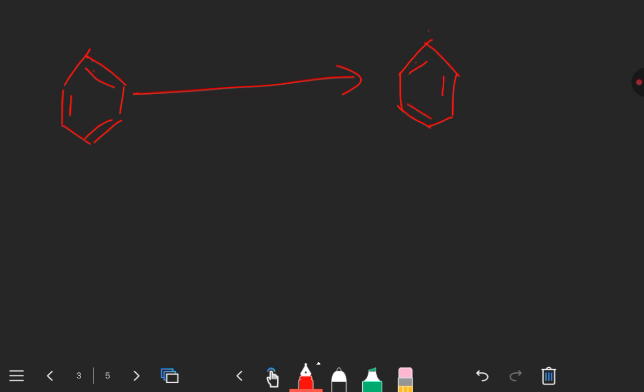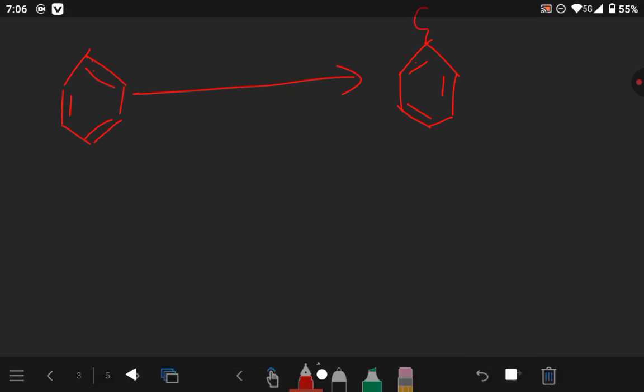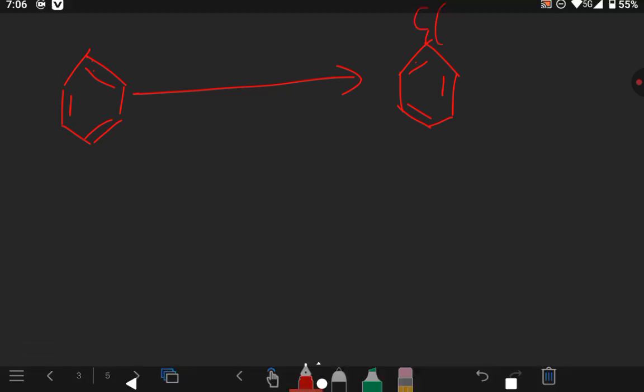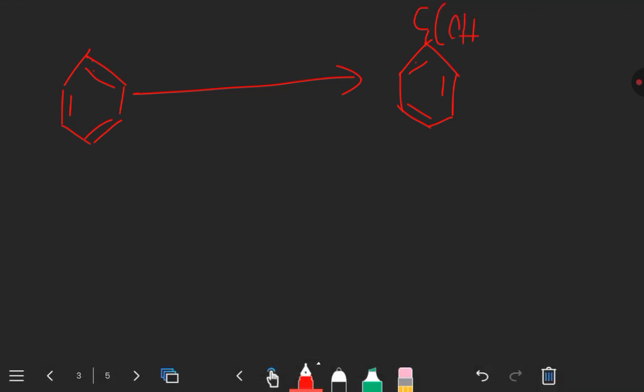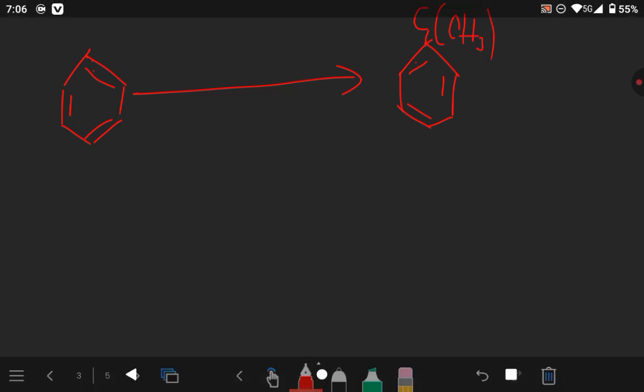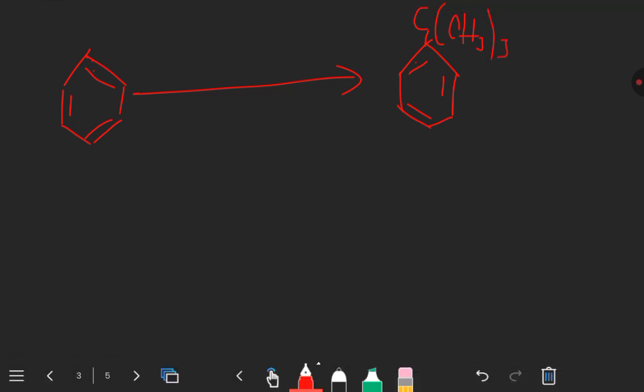So our product has a carbon there bonded to CH3 with a 3 outside like that. So we have our bromine there, then our SO3H there. So how are we going to perform this reaction using a reaction scheme?